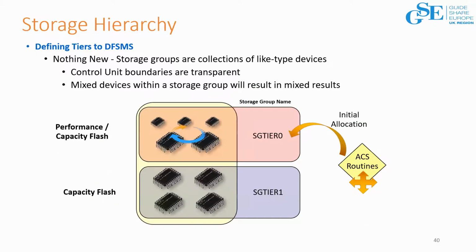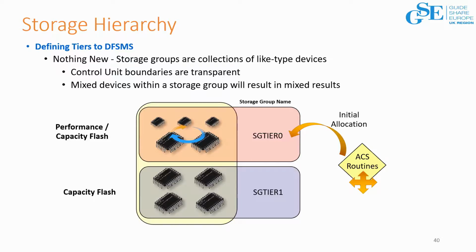So you define tiers to DFSMS within storage groups, and that's essentially what you're normally doing. So it's nothing new. This slide shows a sample environment in which volumes are defined in an extent pool of performance and capacity flash devices. Those are defined within SG tier 0. And then volumes defined in an extent pool of only capacity flash devices. Those are defined within storage group SG tier 1.